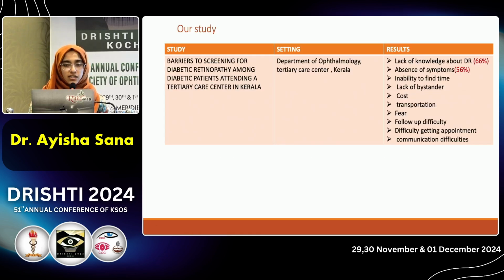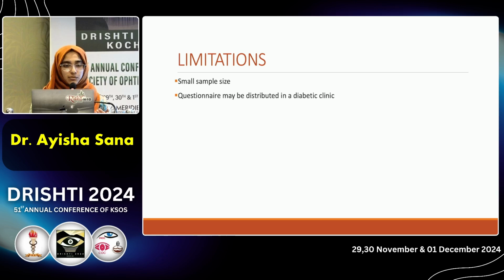Finally, our studies conclude that lack of knowledge was found to be the important barrier, followed by absence of symptoms, inability to find time, and lack of bystander, cost, transportation, fear, etc., in that order. So the limitation is that this was a small sample size and the questionnaire may be better distributed in a diabetic clinic.